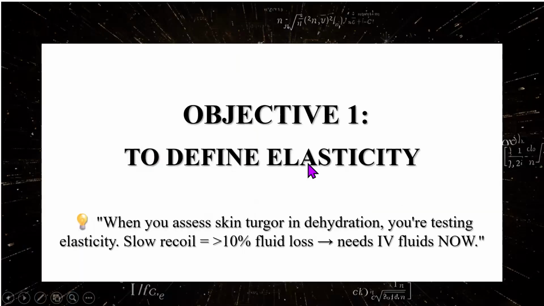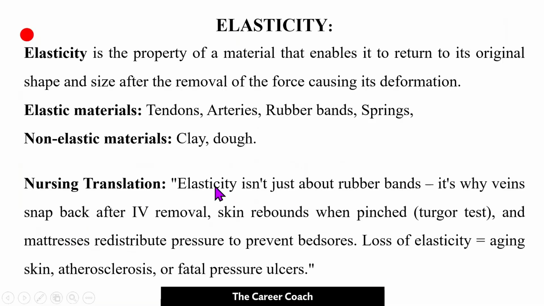Objective 1, to define elasticity. Important note: when you assess skin turgor in dehydration, you are testing for elasticity. If there is a slow recoil, that's equal to 10% fluid loss, and there is need for IV fluid to be given now. What is elasticity? It is the property of a material that enables it to return to its original shape and size after the removal of the force causing its deformation.